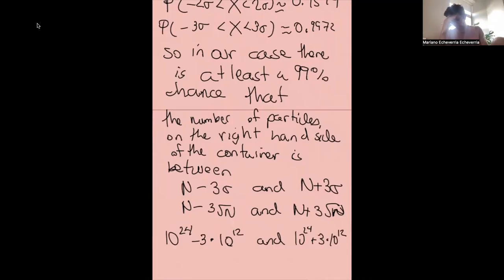That number of particles, you're saying that with 99% chance, the number of particles on the right side of the container is between 10 to the 24 minus 3 times 10 to the 12 and 10 to the 24 plus 3 times 10 to the 12, okay? But now, and this is hopefully related to your question about the uncertainty in growing, what you really should compare is not the total amount of uncertainty, but the uncertainty per number of particles, or the uncertainty compared to the average value.